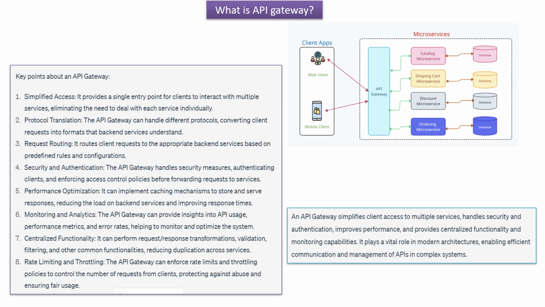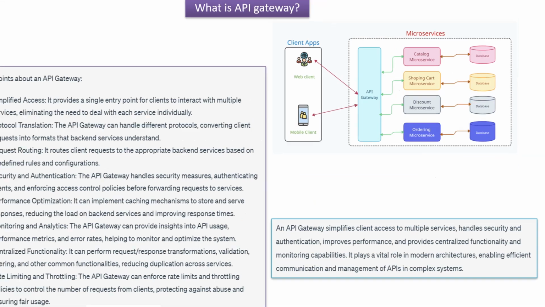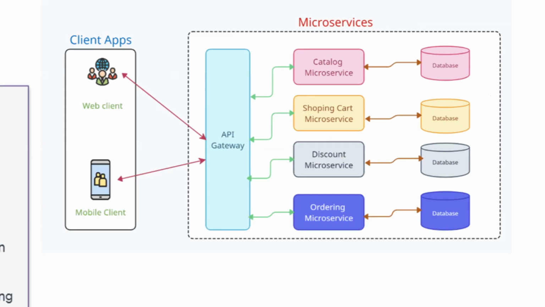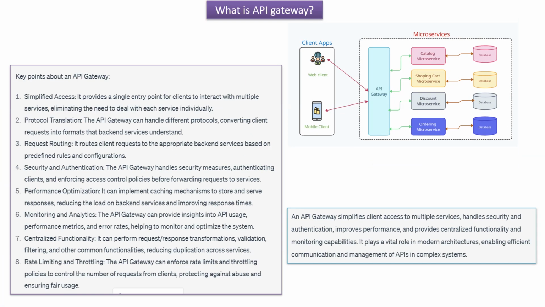The third point is request routing. API gateway routes client requests to appropriate backend services based on predefined rules and configurations. Fourth point is security and authentication. The API gateway handles security measures, authenticating clients, and enforcing access control policies before forwarding requests to the services.